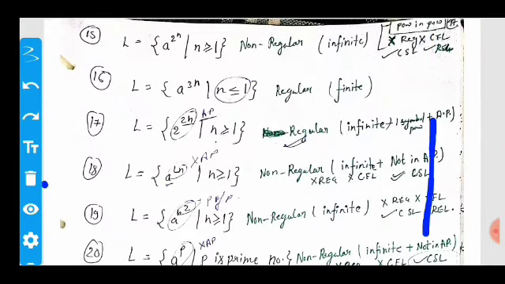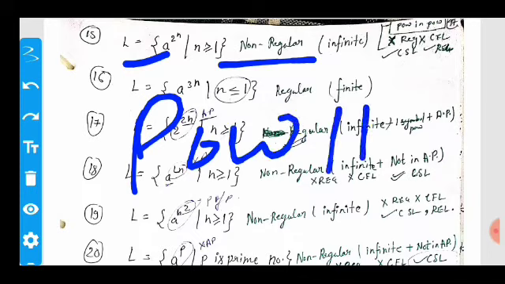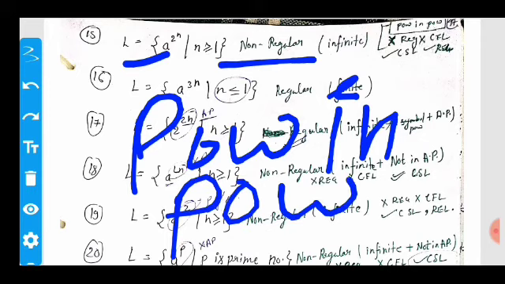L equal to a to the power of 2 to the power of n, such that n is greater than or equal to 1. So it is not regular because it is an infinite language with power in power. It is not accepted by regular or CFL, but it is accepted by CSL and recursive language.